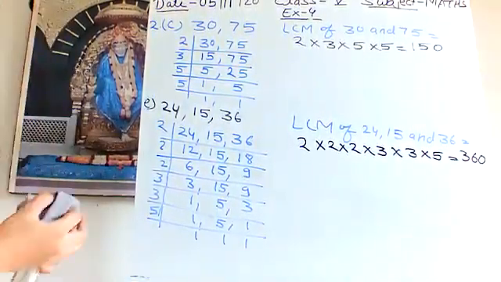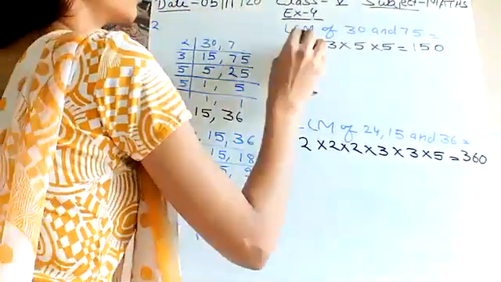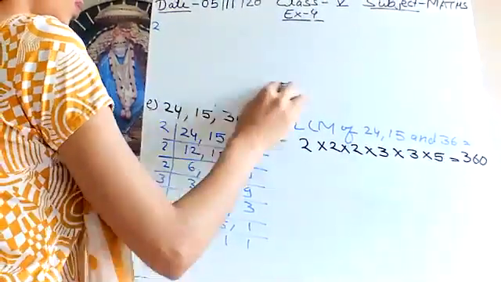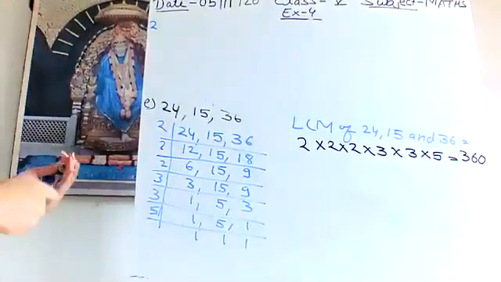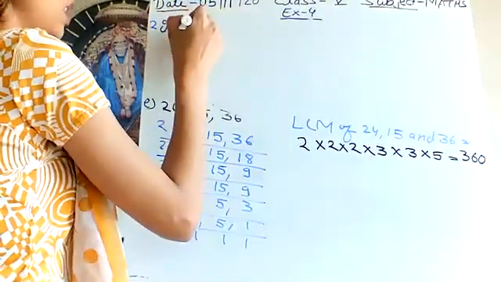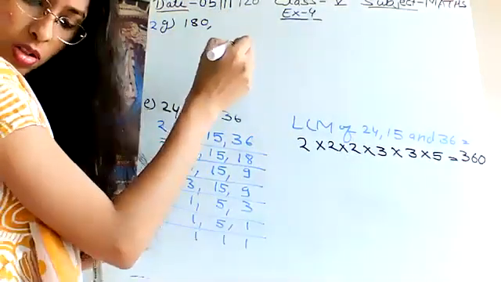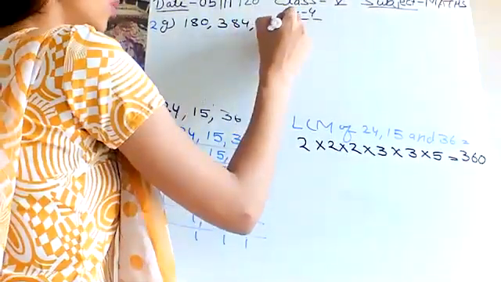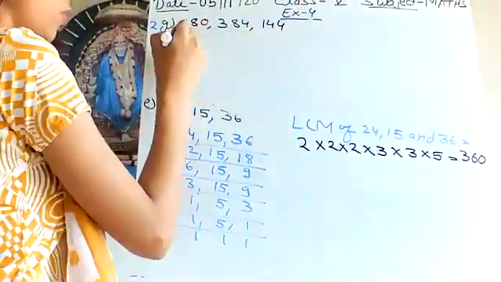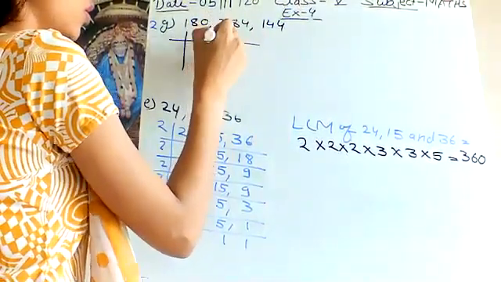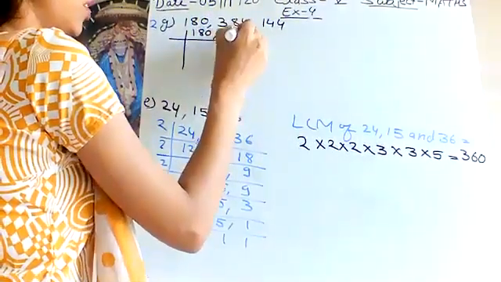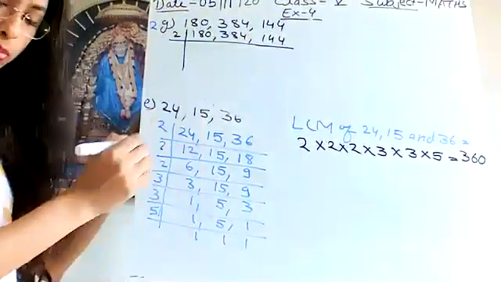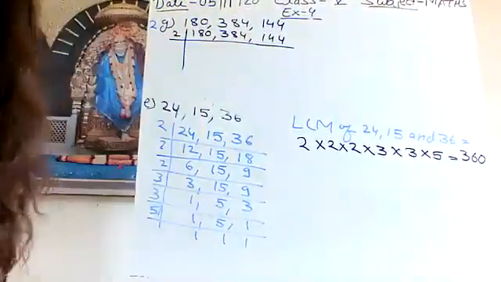Moving to next question, number G. Number G, numbers are 180. LCM of 180, 384 and 144. 180, 384 and 144. So first start with 2. It is little lengthy, okay?